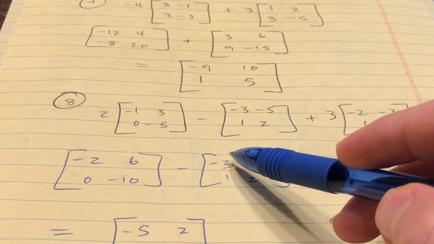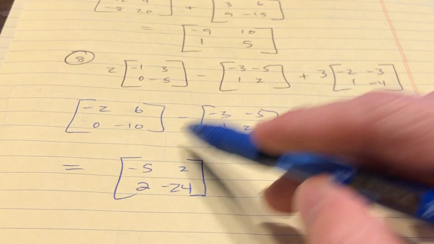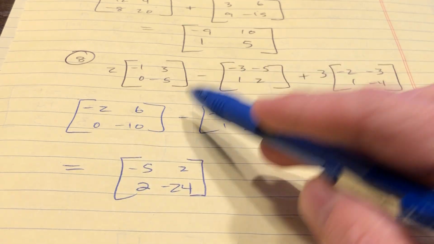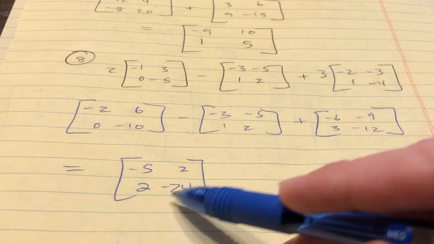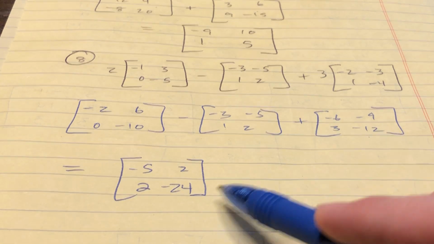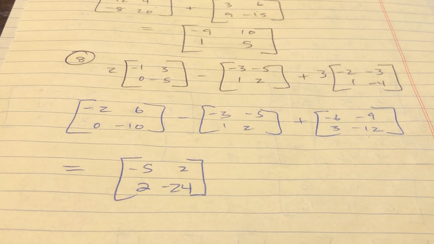Negative 2 minus the negative 3 is 1. 1 plus negative 6 is a negative 5. 6 minus the negative 5 is 11. 11 plus a negative 9 is 2. 0 minus 1 is a negative 1. Plus 3 is 2. Negative 10 minus 2 is a negative 12. Plus a negative 12 is a negative 24. And I believe that finishes page 14.